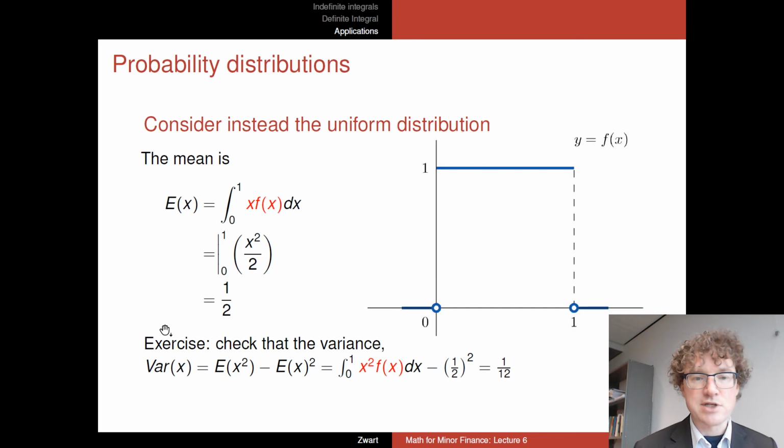And you can check for yourself the variance, which is defined as the expected value of x squared. So instead of plugging in x here, we would have to plug in x squared. You have to integrate x squared between 0 and 1. And for variance, you have to subtract the square of the mean. If you do this, you might convince yourself that the outcome will be 1/12. So do this at home.